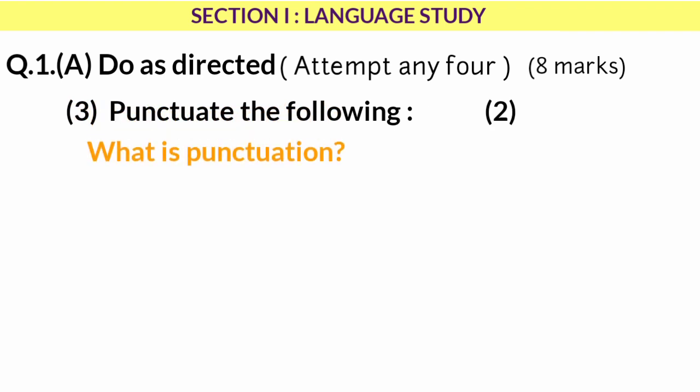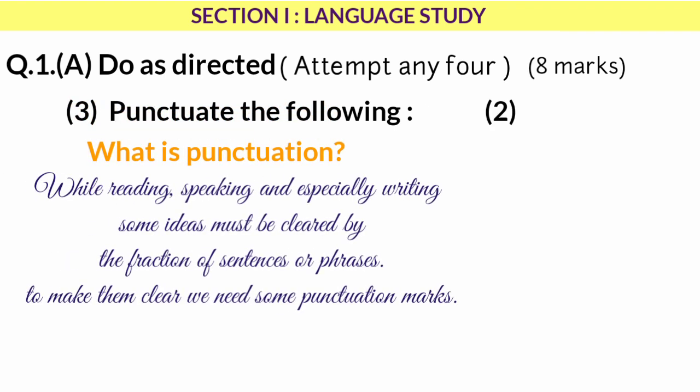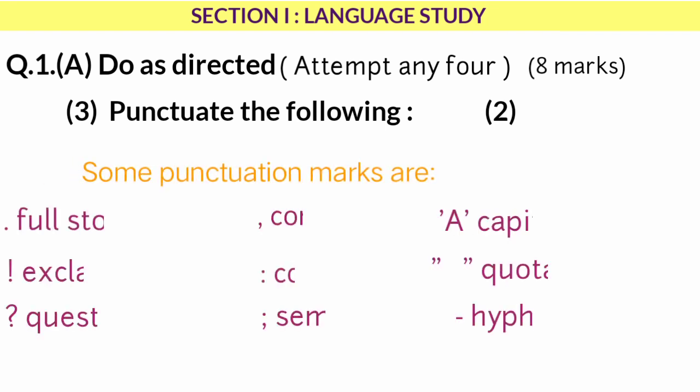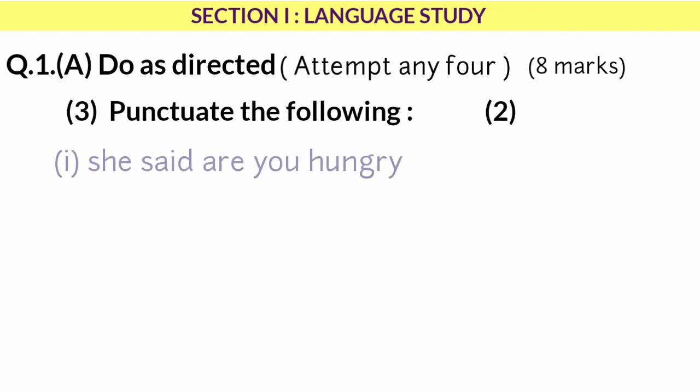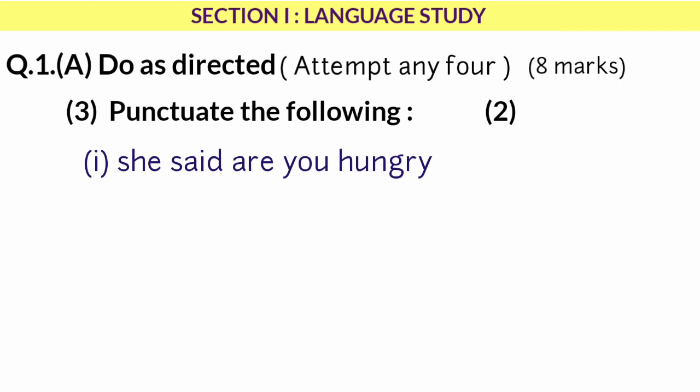The third activity is punctuate the following. Punctuation is very important to know the idea very clearly. We must use punctuation in writing. These are some of the punctuation marks, and they are very important while writing. Two sentences will be there.